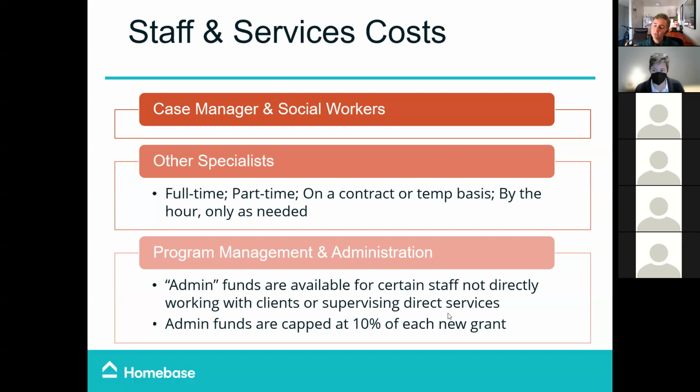You can also use some program management and administration dollars. So you can pay for staff time who are doing certain very specific administrative tasks. That would be things like preparing your budget for your grant, complying with HUD's reporting requirements, doing an audit for your project or for your organization. There's a specific set of administrative activities that can be covered.